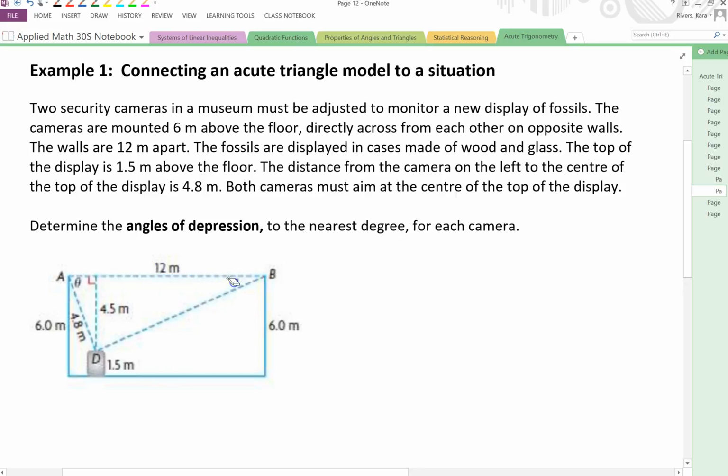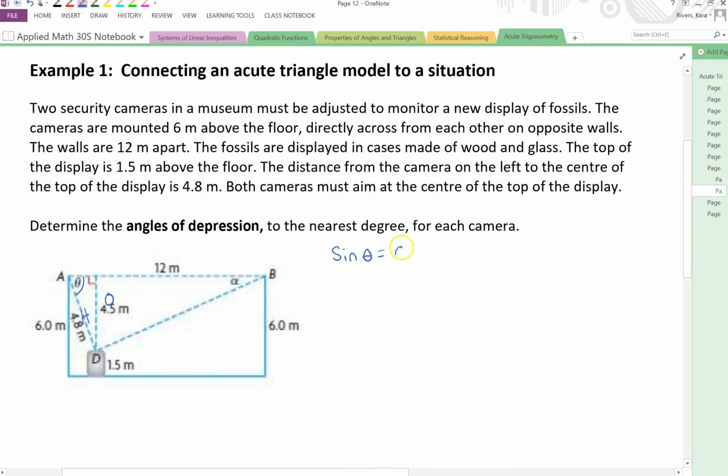So let's go over and look at theta and see if that's more useful. So if I go to theta, my opposite side is 4.5. Oh, I don't have the adjacent side, but I do have the hypotenuse, so that's good. The 4.8 is my hypotenuse. Don't get confused by the 6 meters here. Opposite over hypotenuse, that tells me I can use sine.